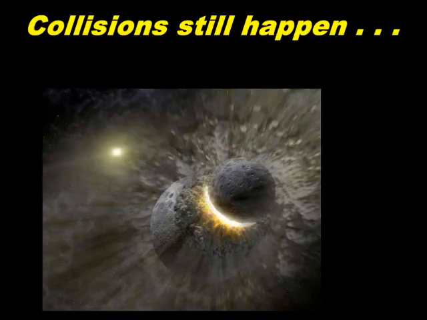It's important to remember, though, that collisions still happen. We've had meteorites collide into the Earth very recently, and in other parts of the solar system this is happening too. So the solar system is still forming.